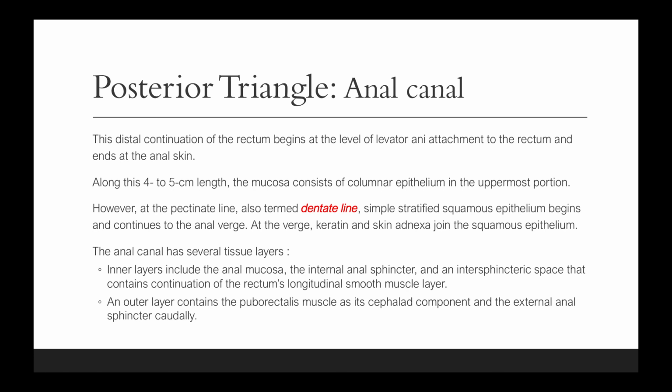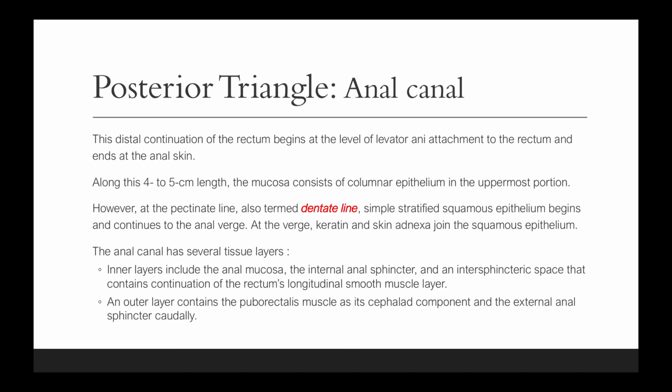Now, another component of the posterior triangle is the anal canal, and this distal continuation of the rectum begins at the level of the levator ani attachment to the rectum and ends at the anal skin. Now, along this 4 to 5 centimeter length, the mucosa consists of columnar epithelium in the uppermost portion. However, at the pectinate line, also termed the dentate line, simple stratified squamous epithelium begins and continues to the anal verge. At the verge, keratin and smooth adnexa join the squamous epithelium.